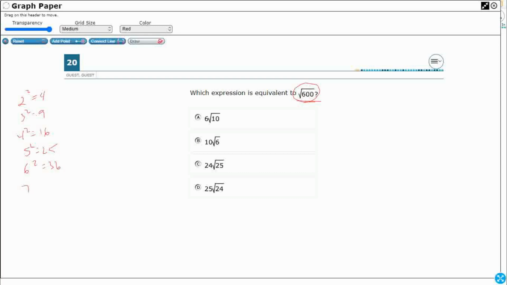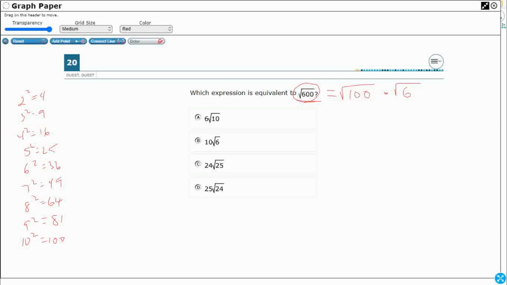36. 7 squared is 49. 8 squared, 64. 9 squared, 81. Now 10 squared, that's probably going to be as close as we get. We can keep going a little bit bigger, but look at that, 100 is definitely going to go into there. So this is what we need to do. We need to take that square root of 600, and we are going to turn it into an equivalent expression. And we're going to say it's the square root of 100 times the square root of 6.